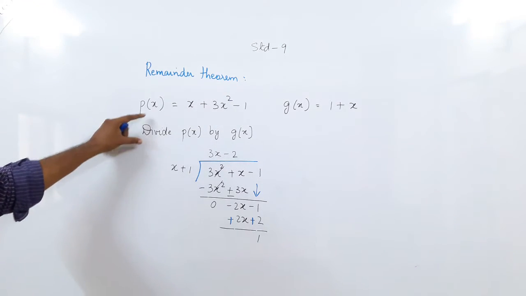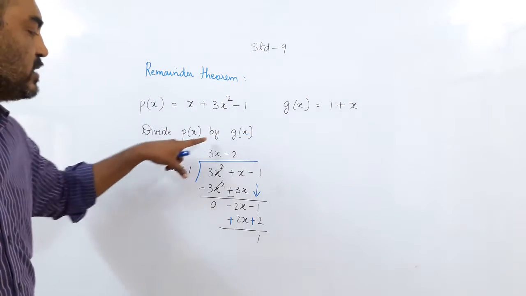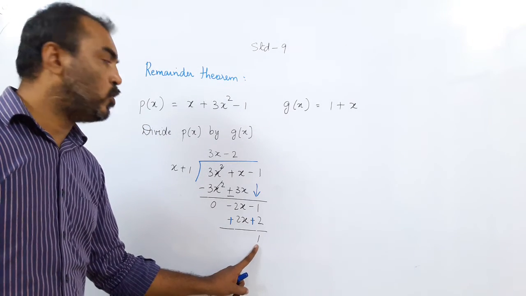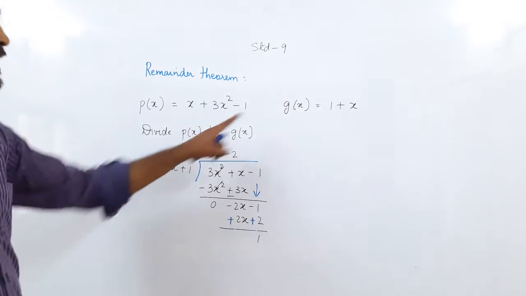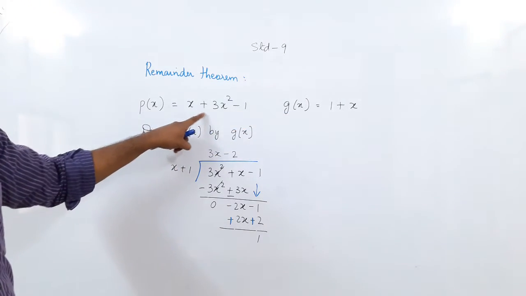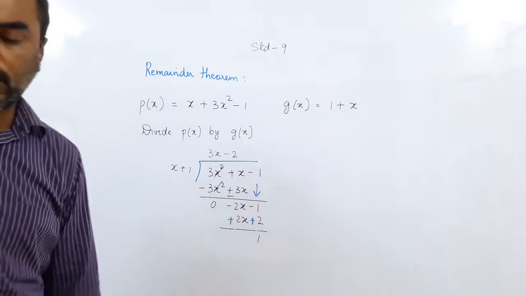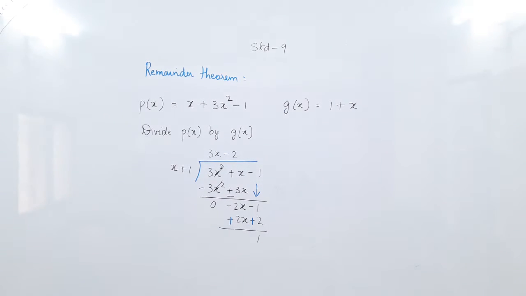Now because the remainder is not 0, I divided this. Okay? I was told to divide px by gx, I divided. But now what I can see here, the remainder is 1 and not 0. So x plus 1 is not a factor of 3x square plus x minus 1. It is not a factor because the remainder is not 0. So this is the long division method. What do we call it? We call it the long division method. This is a very, very important method. You have to learn this method, right?